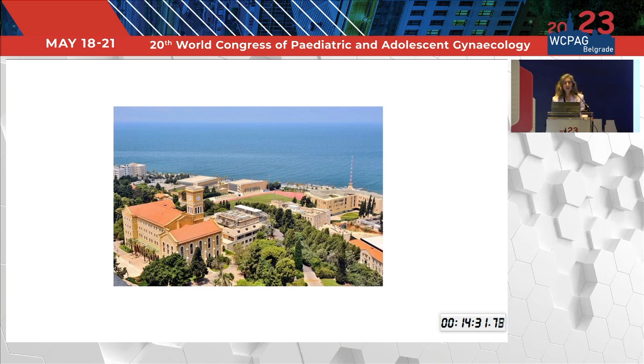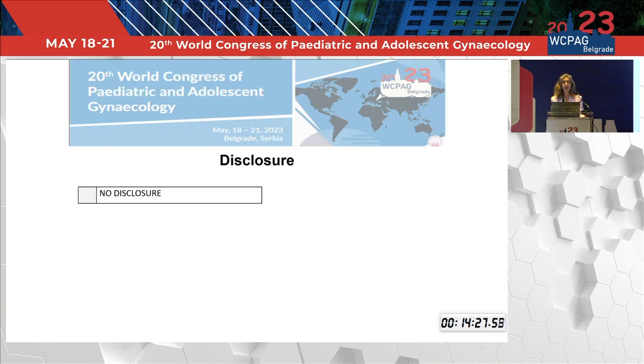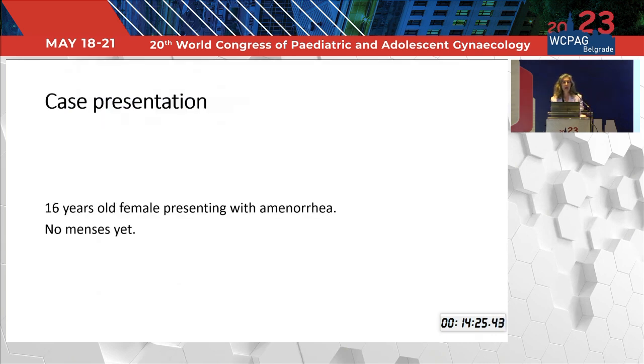I'll talk about a case. I'll drive you through a case of primary amenorrhea. I have no disclosure. The case is a 16-year-old girl presenting to the clinic with amenorrhea. She has no menses yet. And as we heard about the definition said before, this is a case of primary amenorrhea, no menses at the age of 16 years.